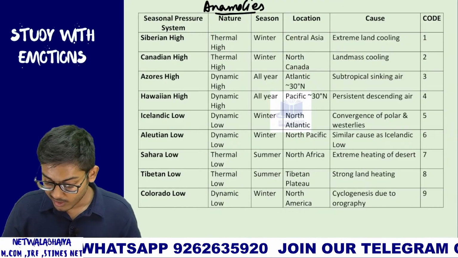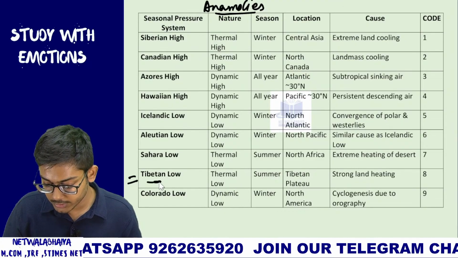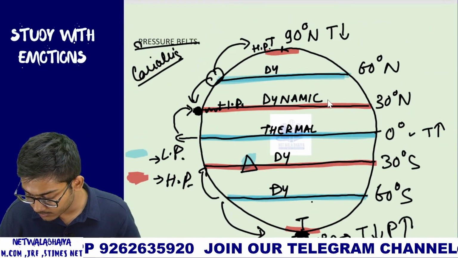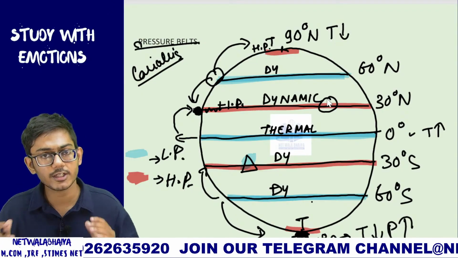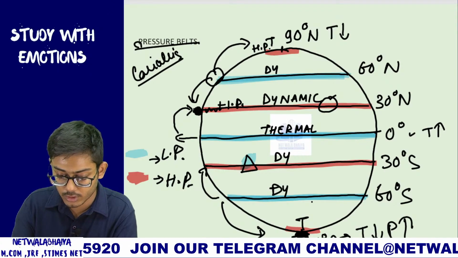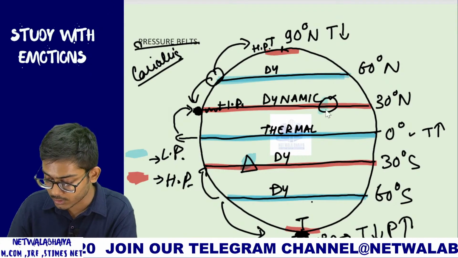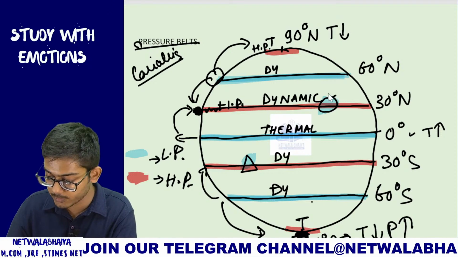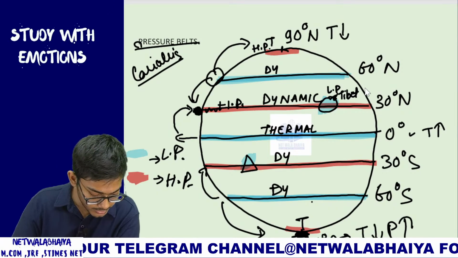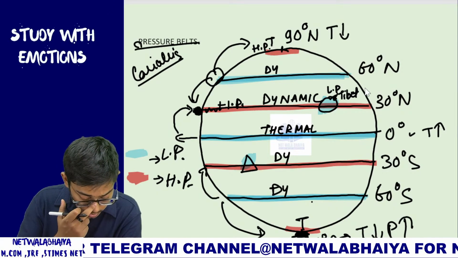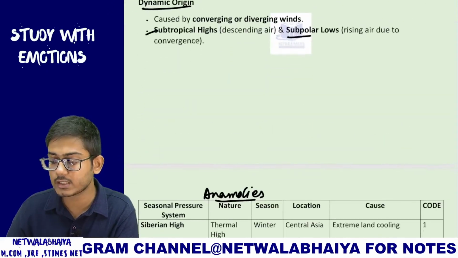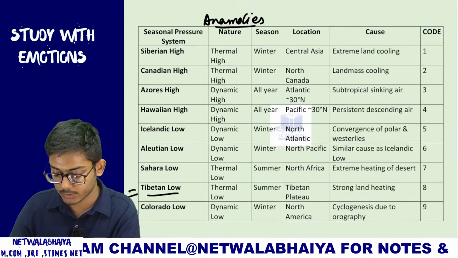For example, look here at the Tibetan Low. Where is the Tibetan Plateau situated? The Tibetan Plateau is situated in this region, India is situated in this region, and just above India is the Tibetan Plateau. But here we can see that in the Tibetan Plateau we actually get low pressure. In the Tibetan Plateau we get low pressure. So now if you look at it, these are the anomalies that are happening, these are the changes to the general pattern. Okay, so make sure you remember these anomalies.